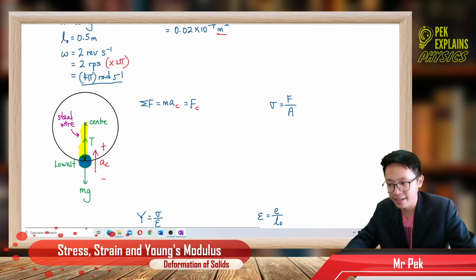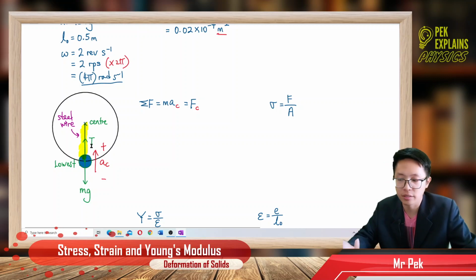We need to find the tension that exists in the steel wire. We must find the tension, then only we can find the elongation for the steel wire. So our focus is the wire, not the ball. So we want to find what is the force acting in the wire. The force acting in the wire, of course, is the tension. But to find this tension, we need to apply the knowledge of circular motion and Newton's second law.